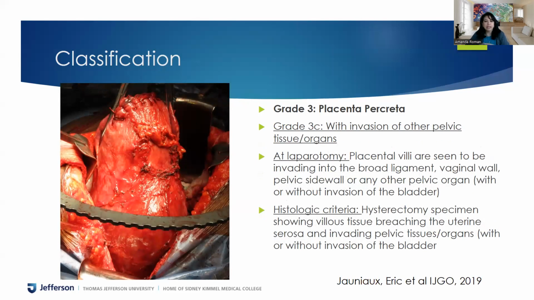Then placenta 3C is an invasion into the pelvic organs. At laparotomy, the villi are seen invading the broad ligament, the vaginal wall, the pelvic side wall, or any other pelvic organs, with or without the bladder. In histology, the hysterectomy shows villous tissue going through the uterine serosa, invading pelvic tissues and organs, with or without invasion of the bladder. This is one of our earliest accretas, where this case had a cystotomy because it was very difficult to detach.